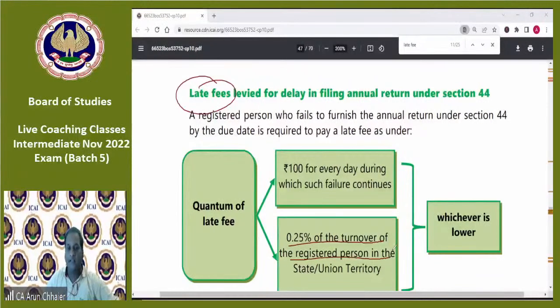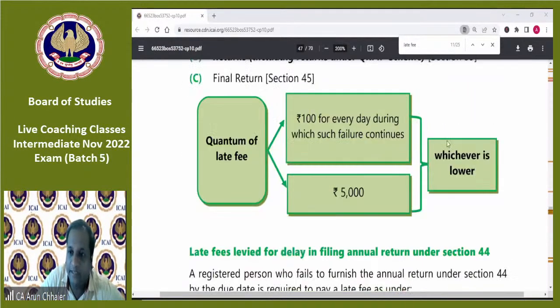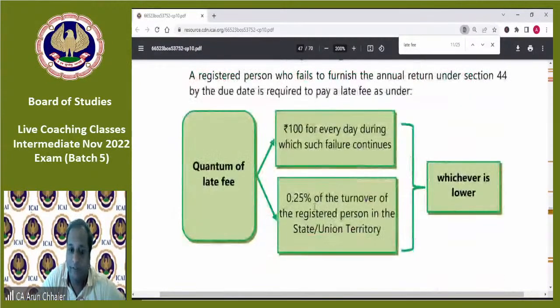Rekha, the upper cap is there, na, 5,000 for late fees. Like normal returns, GSTR3B, GSTR1, the upper cap is 10,000 rupees. And for annual return, the upper cap is 0.50% of the turnover.